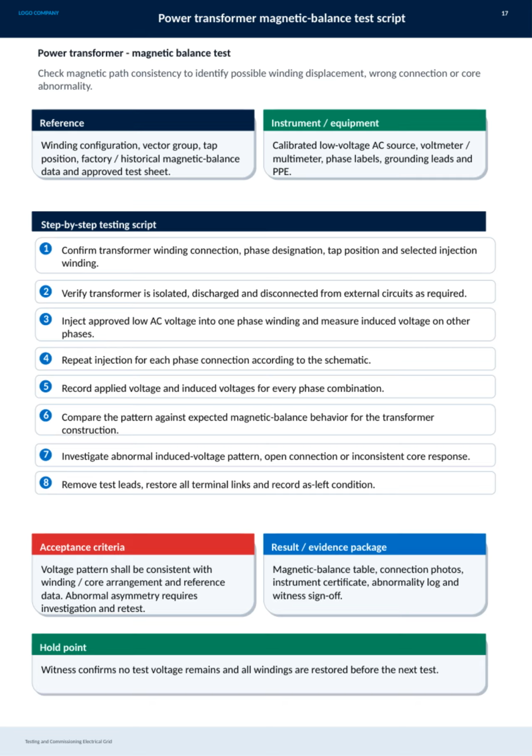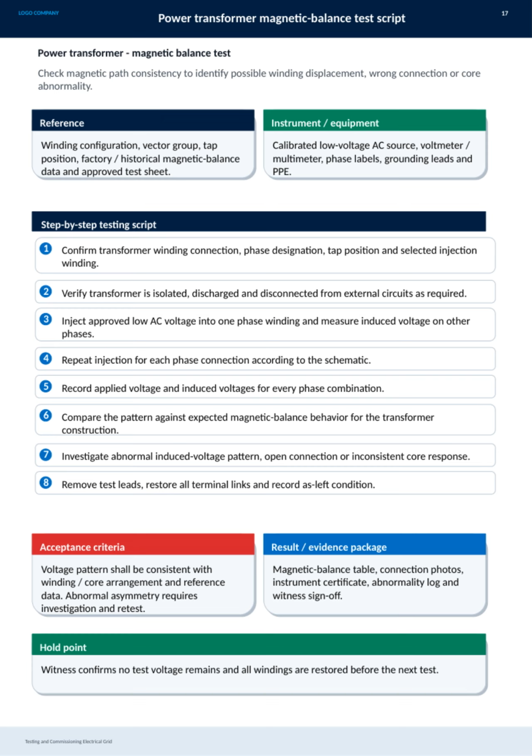The instruments required include a calibrated low-voltage AC source, a voltmeter or multimeter, phase labels, grounding leads, and personal protective equipment. The step-by-step process starts with confirming the transformer's winding connections, phase designations, tap positions, and the selected injection winding. We then verify that the transformer is properly isolated, discharged, and disconnected from any external circuits.